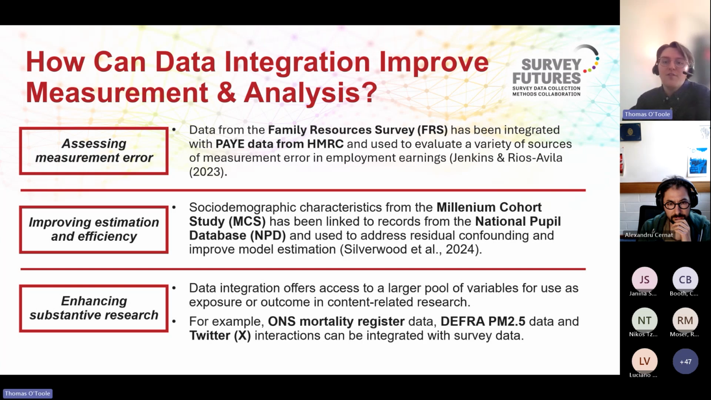Data integration also offers access to a larger pool of contextual variables, which allows for the inclusion of exposures and outcome measures that might not be feasible to collect through the survey method alone. So, for example, the mortality register, air quality data, Twitter data, these are all commonly linked to survey data for a variety of content-related reasons, from assessing health inequalities to measuring political attitudes.